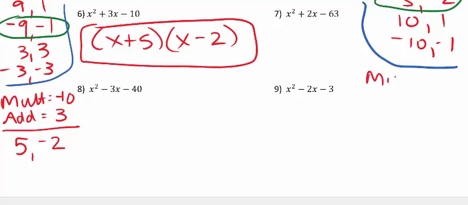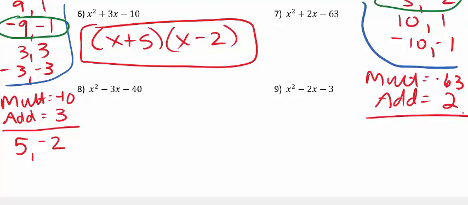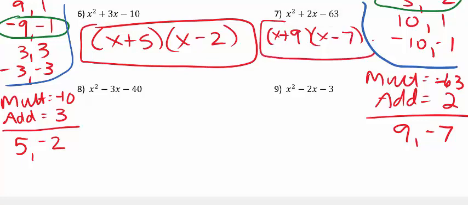For number 7, we're looking for two numbers that multiply to be negative 63, but when we add them together gives us positive 2. The two numbers that work there are going to be 9 and negative 7. 9 times negative 7 is negative 63, and 9 plus negative 7 is 2. So when we write this in factored form, we need our two sets of parentheses. X times x is x squared, and then plus 9 and minus 7 complete the parentheses, because 9 times negative 7 is negative 63, and 9 plus negative 7 is 2.